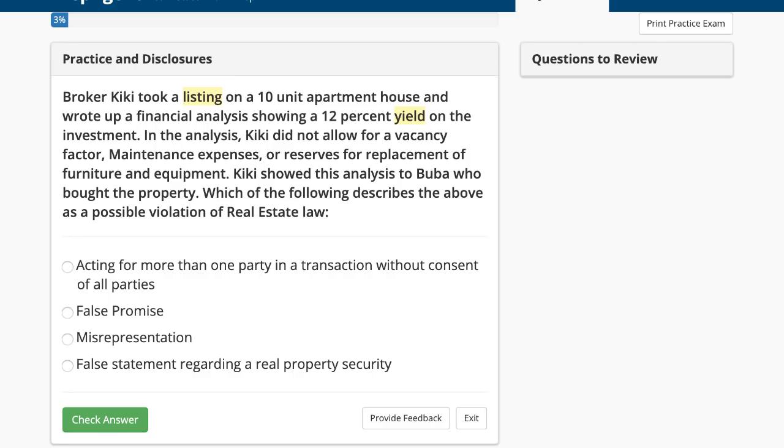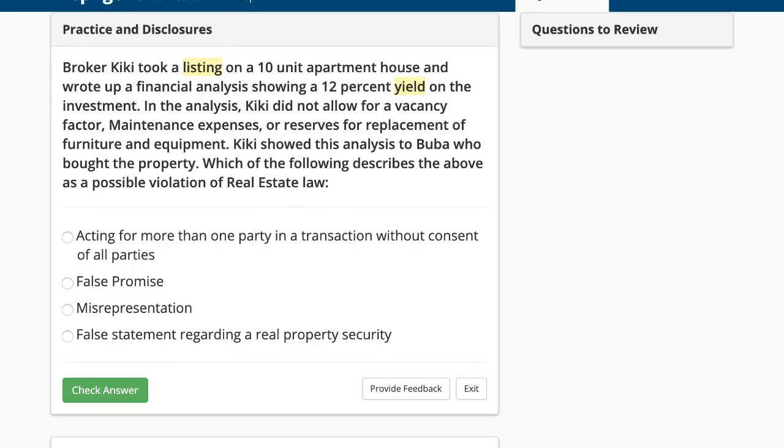A. Acting for more than one party in a transaction without consent of all parties. B. A false promise. C. Misrepresentation. Or D. False statement regarding a real property security. What do you guys think?